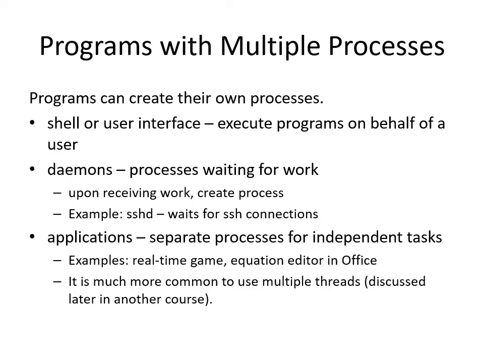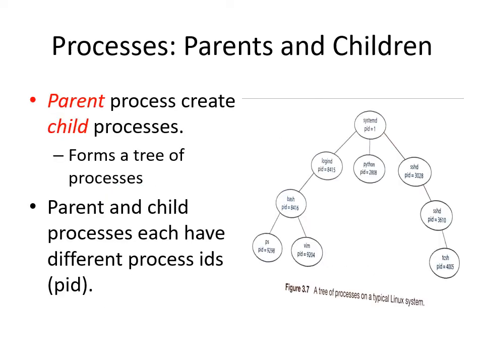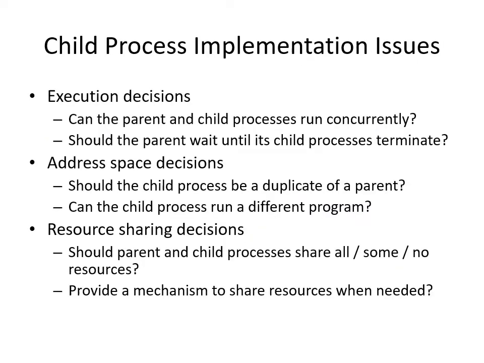Recall that we talked about these examples and definitions of daemons and applications. So I'm not going to go into these details again. This is just for your review. We also went over this example Linux process tree in the last class. After that, we discussed three key implementation choices that operating systems face while implementing child processes.